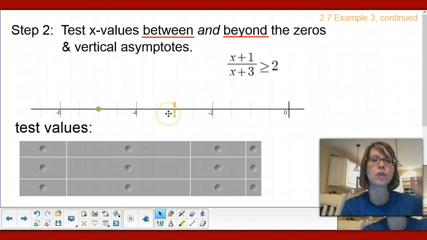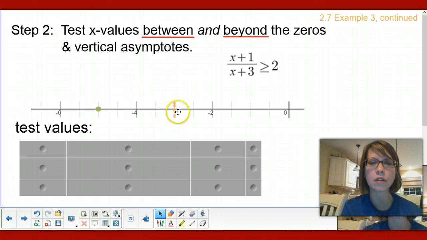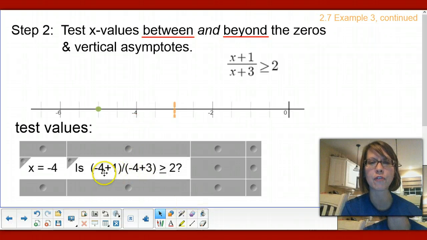All right, so we are going to test x values between and beyond the zeros and the vertical asymptotes. So I have the vertical asymptote here where x is -3. I have the x-intercept plotted at x equals -5. To test a value between, that would be the -4. And I have the fraction written like this only because the program isn't letting me do the horizontal fraction bar. We're asking, is f of -4 really greater than or equal to 2? And 3, yes, is greater than or equal to 2.